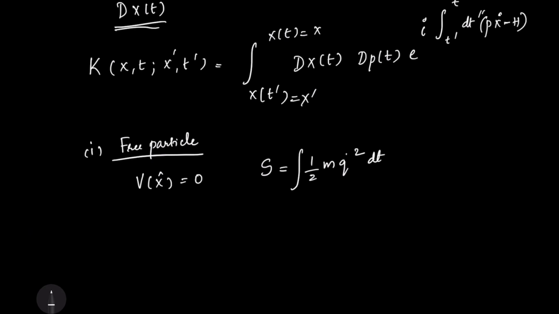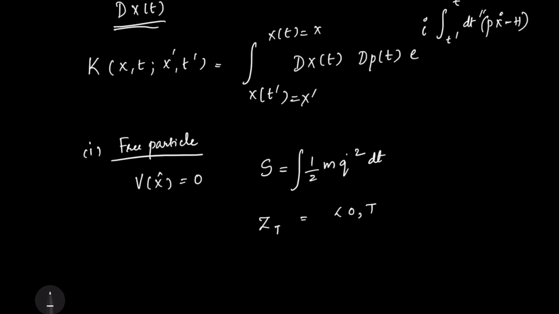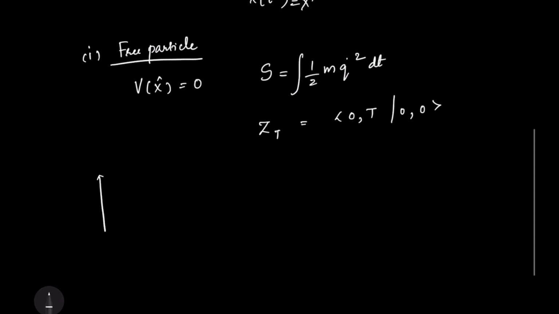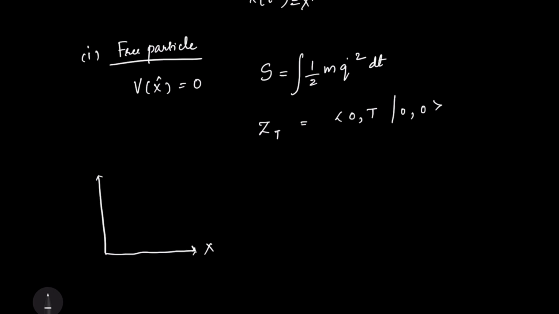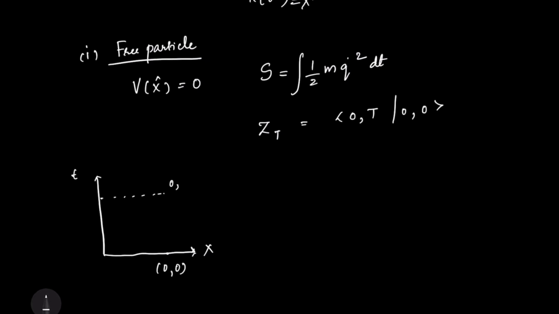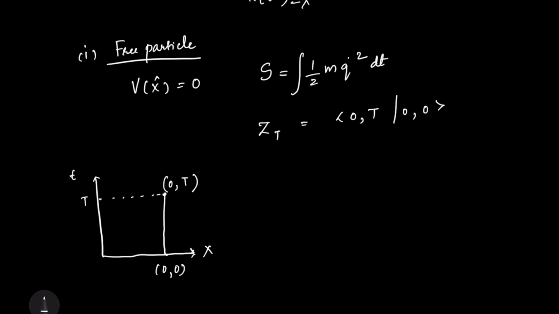In this theory, the transition amplitude is Z(t), from 0 at time 0 to a point at time t. I can represent this in the space-time x and t: suppose here you have (0, 0), then here you will have (0, t). So from this point to this point, there are many possible paths.